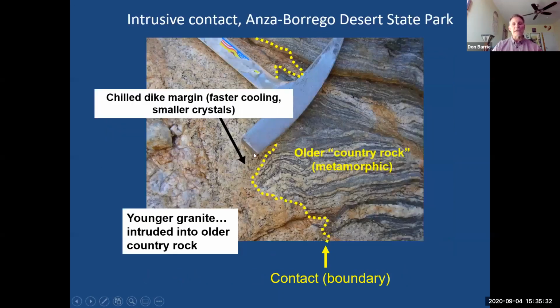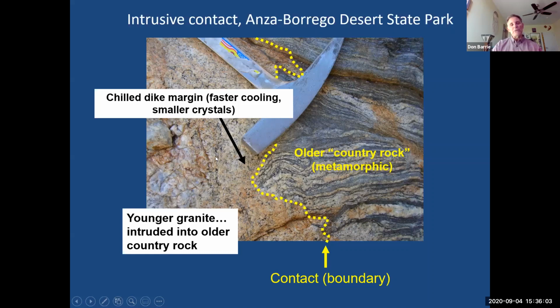And then if we zoom in, what was kind of fascinating to me about this outcrop is that along the side of the dike, where the magma is in direct contact with the colder, older country rock, we see a chilled dike margin. And that just means that where the magma contacted the cooler country rock, it cooled still slowly enough to form visible crystals, but rapidly enough to ensure that the crystals were small.